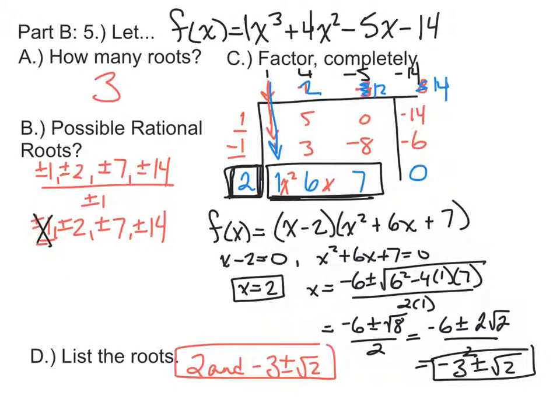I just want to go back and make it very clear for part C, when I ask for f of x to be factored completely, the answer is going to be this line right here, where we have the two factors that can't be factored anymore.